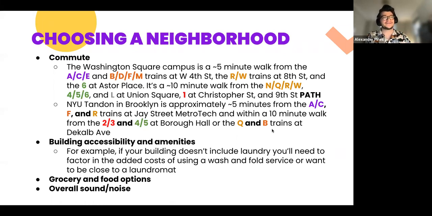If I want to go out, I know that I can take the train to the East Village. I don't know if I would necessarily want to live there because it tends to be a little bit loud at night. And so that's something to keep in mind when you're picking a neighborhood. So that's all of the housing budgeting stuff.